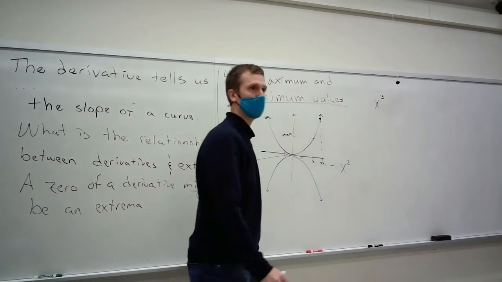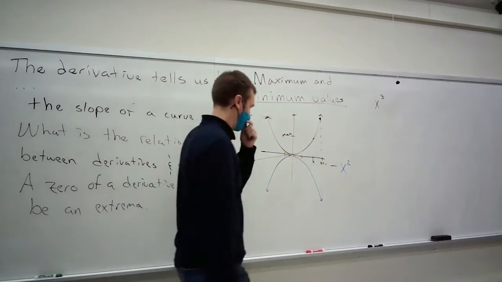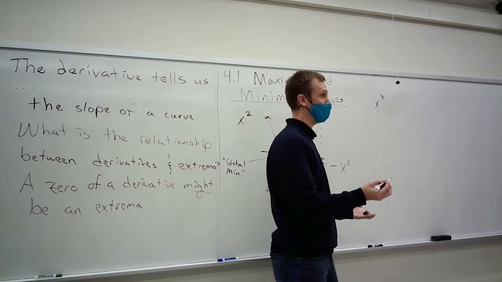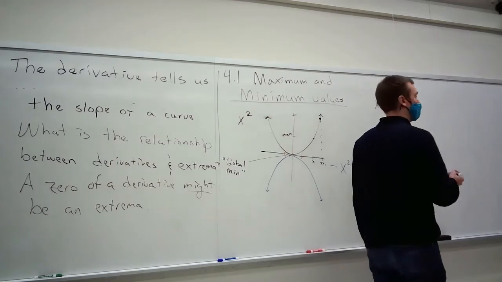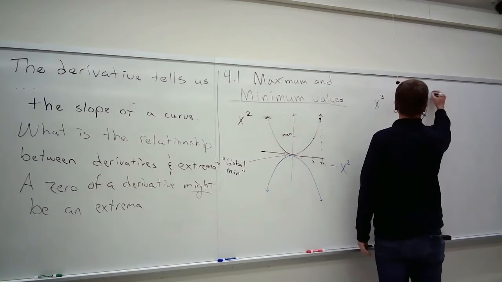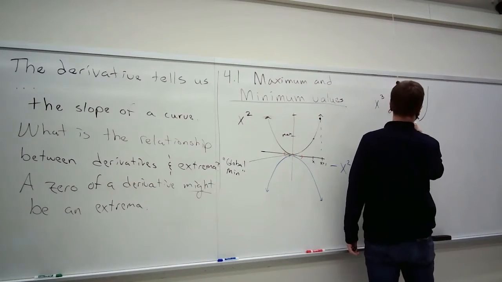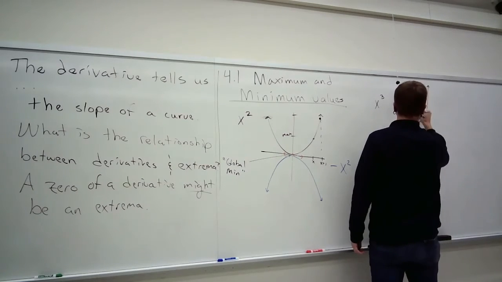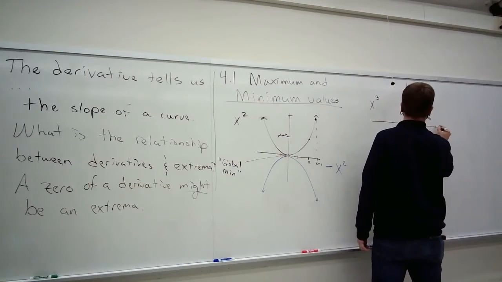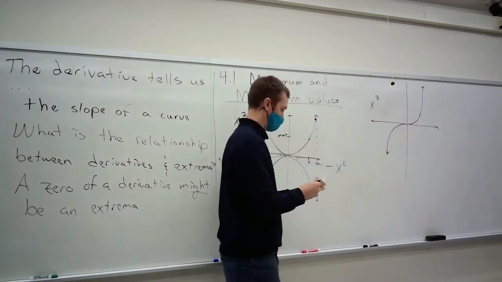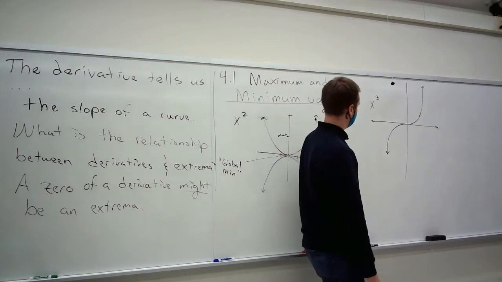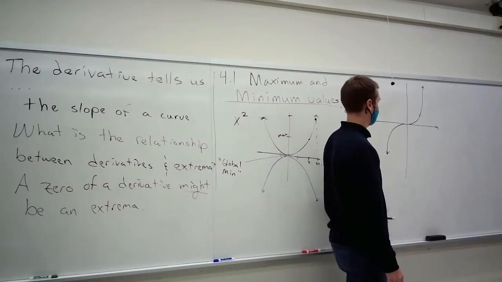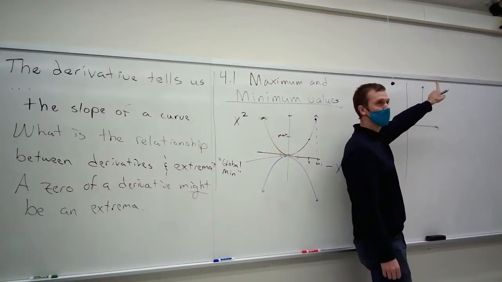X cubed, you're familiar with this graph. Does it have any local min, local max, global min, global max? Does it have any of these things? I didn't draw this flat enough, so let me redraw it. It doesn't have any global minimum because this thing keeps going down. It doesn't have any global maximum because this thing just keeps going up.